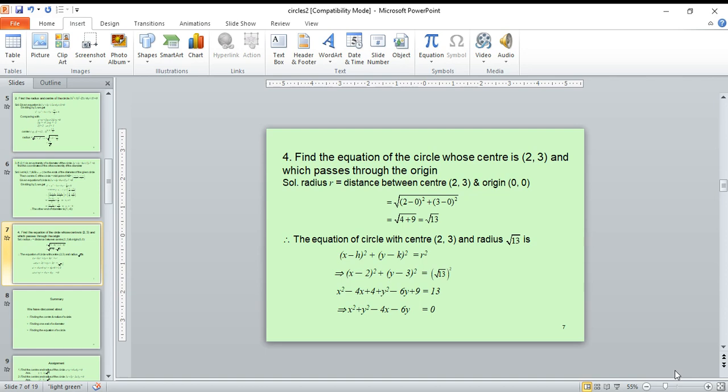And the other one is also the a minus b whole square formula, a square minus 2ab plus b square, that is y square minus 2 into y into 3, that is minus 6y, plus 3 square, which is 9, equal to root 13 square, the square root cancels, equal to 13. So x square plus y square minus 4x minus 6y, 4 plus 9 is 13, right side 13, left side 13 cancel. So x square plus y square minus 4x minus 6y equal to 0.